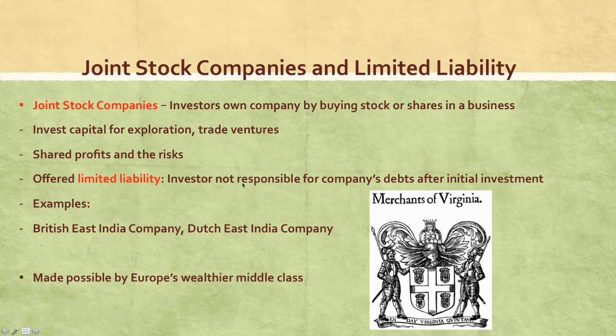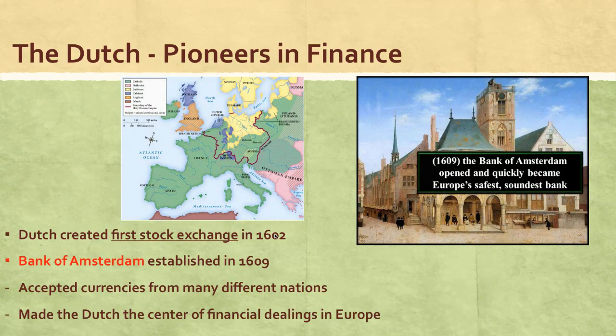Many of these joint stock companies famously do become very successful, like the British East India Company or the Dutch East India Company. However, there are some examples that are not very successful, and I'll talk about those in just a second. But first, the forgotten colonizers, the Dutch.